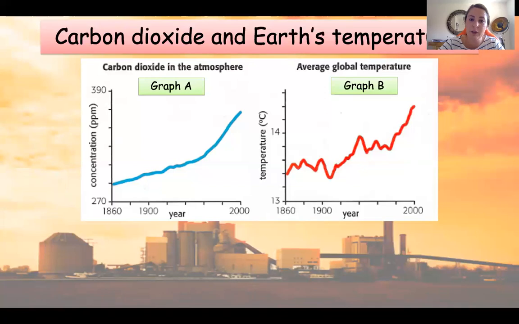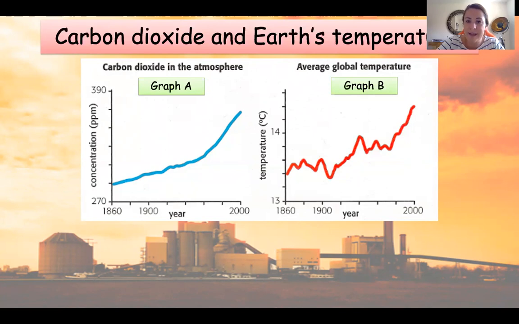First of all, we're going to look at carbon dioxide and the Earth's temperature, so why we're talking about climate change in the first place. We've got 2 graphs, graph A and graph B. We can see that the carbon dioxide is increasing within the Earth's atmosphere from 1860 to 2000, and the global temperature has also increased as well.